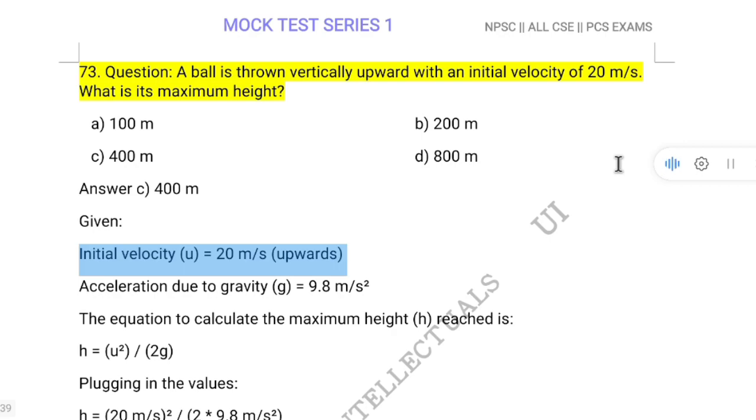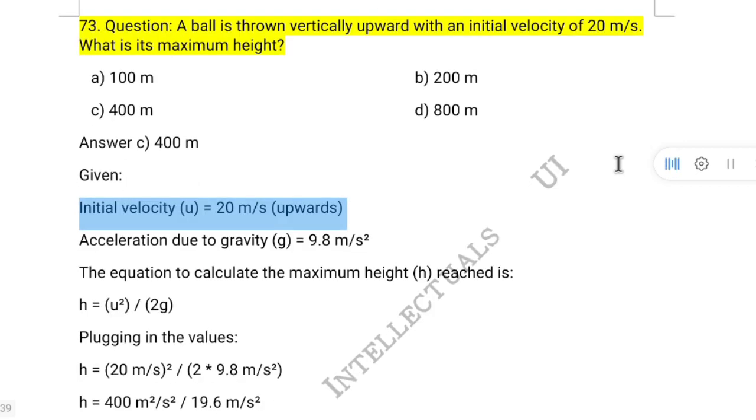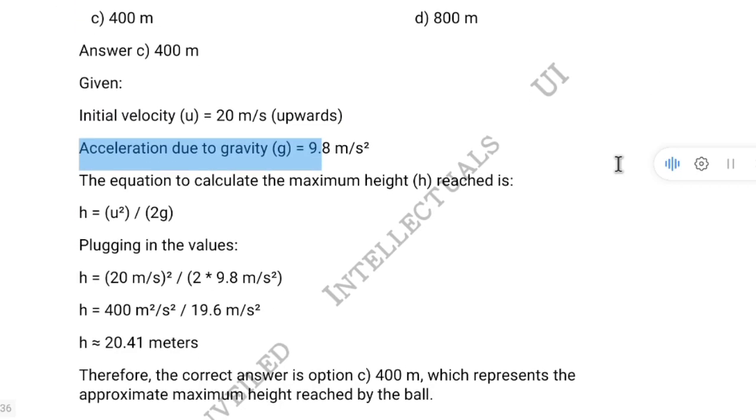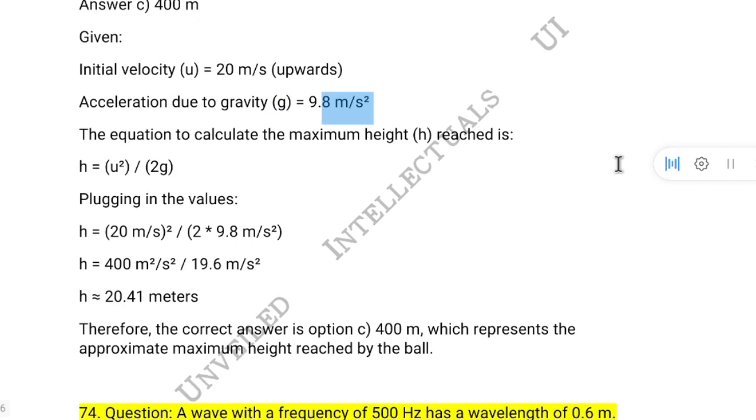Given: initial velocity, u, equals 20 meters per second, upwards. Acceleration due to gravity, g, equals 9.8 meters per square second. The equation to calculate the maximum height, h, reached is h equals u squared divided by 2g.